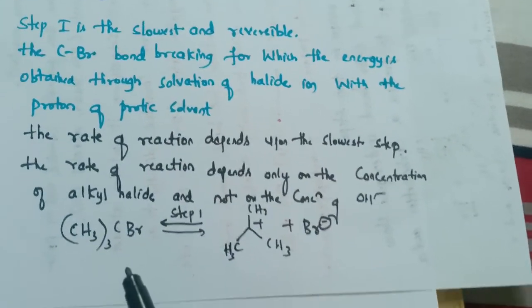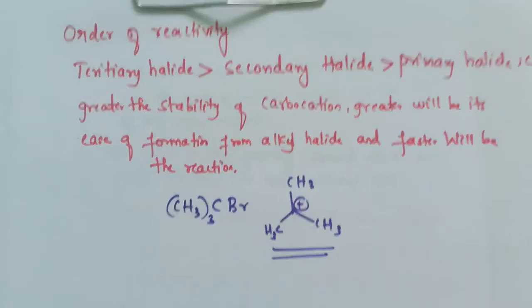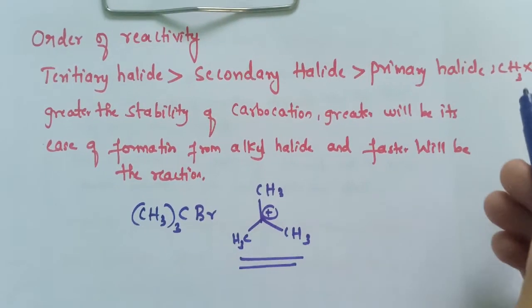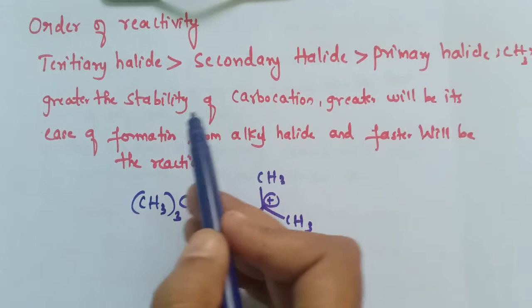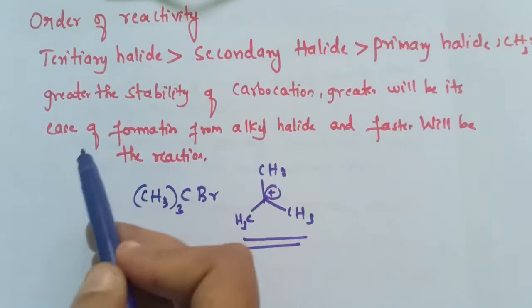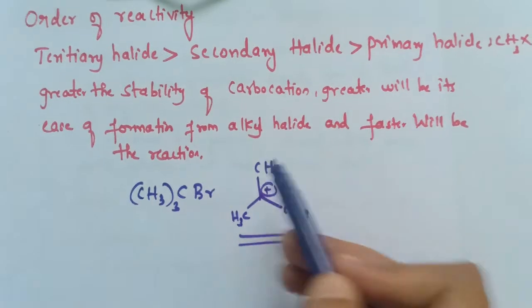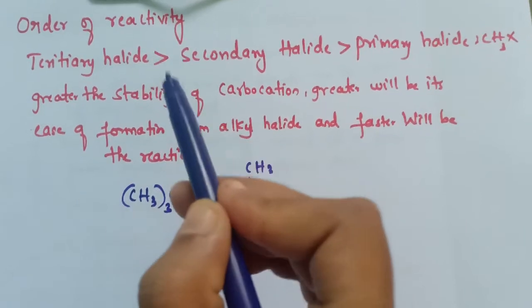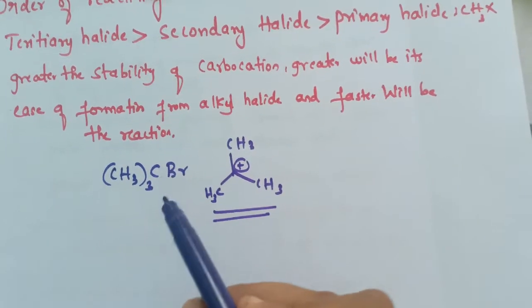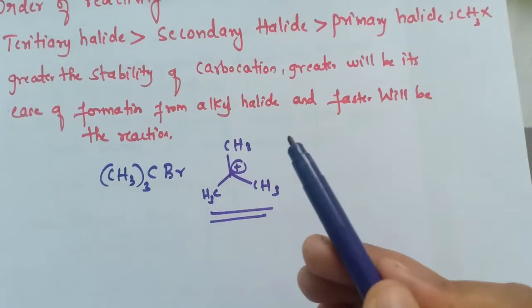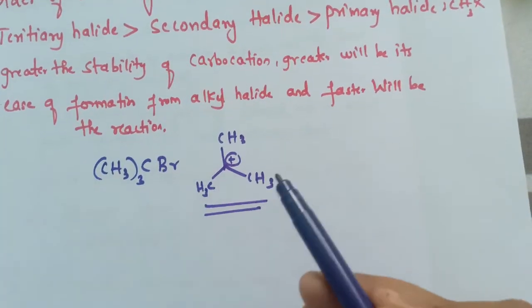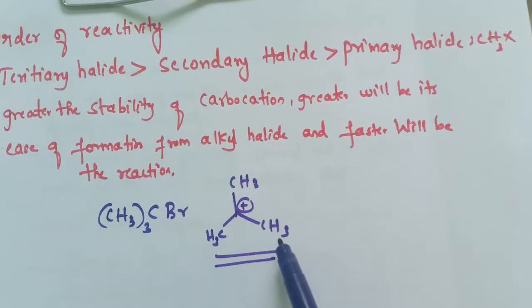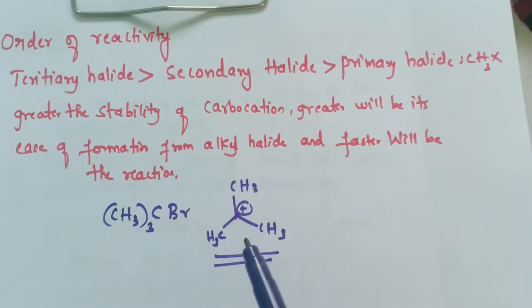This is the next point. The order of reactivity is like this. The tertiary halides are more reactive than the secondary halides. The secondary halides are more reactive than primary halides. Then comes CH3X. Here, the greater the stability of the carbocation, the greater will be its ease of formation from alkyl halides and the faster will be the reaction. Tertiary carbocations are very stable because the presence of more CH3 groups distributes its positive charge. It distributes its positive charge with these 3 CH3 groups, so it is very stable.